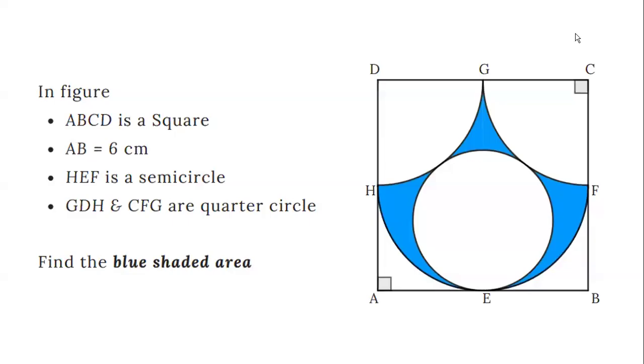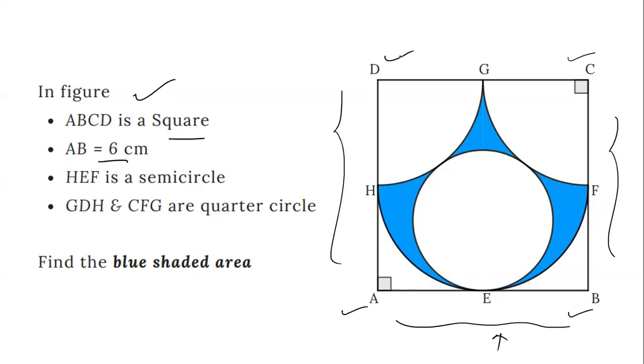So hello guys, in this video we are going to solve this problem. In this problem it is given that in the figure ABCD is a square. So this is A, this is B, this is C and this is D. The side of the square is 6 centimeters. So this side is 6 centimeters and all the other sides are also 6 centimeters because in a square all sides are equal. And HEF is a semicircle.